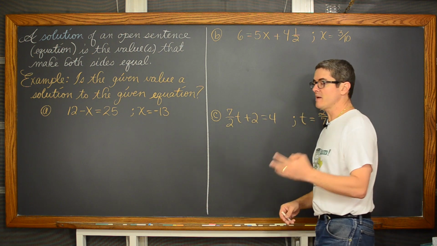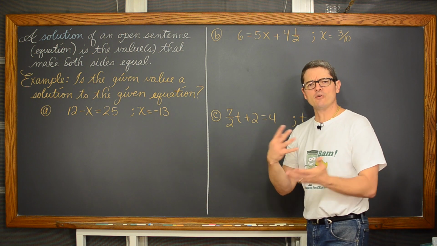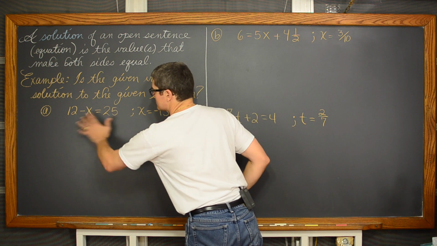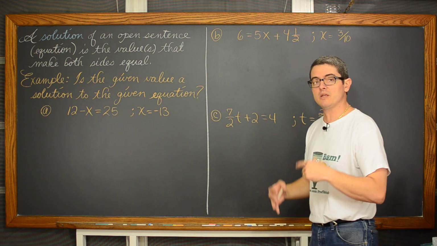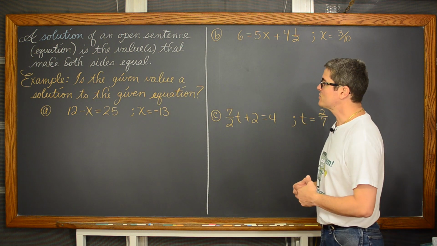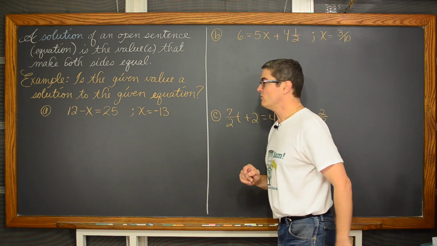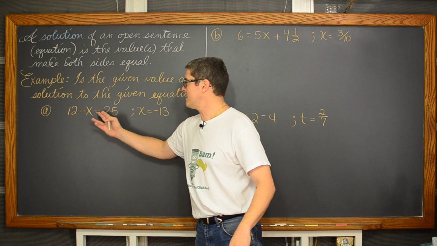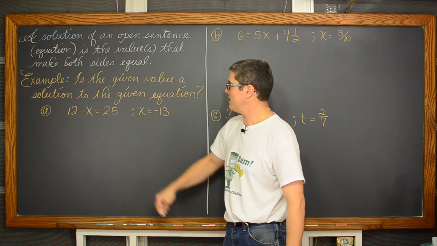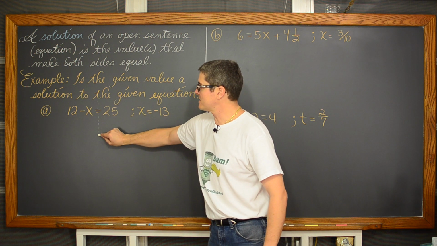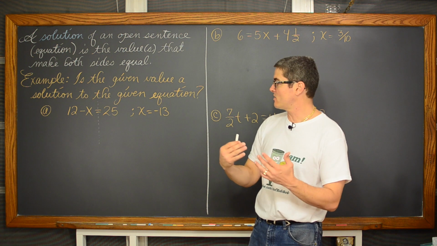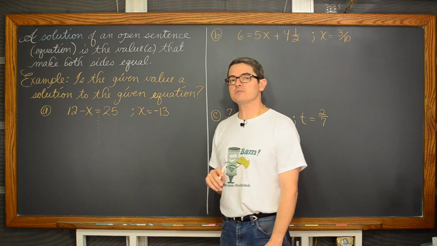So we're going to take 3 examples of this, and again, we're going to be very soon learning how to solve these equations on our own, but for right now we're just going to be given answers and asked to check them. So is the given value a solution to the given equation? So we have 12 minus x is equal to 25, and there is the x that is splitting the left and right hand side of this equation up. And is negative 13 a solution?